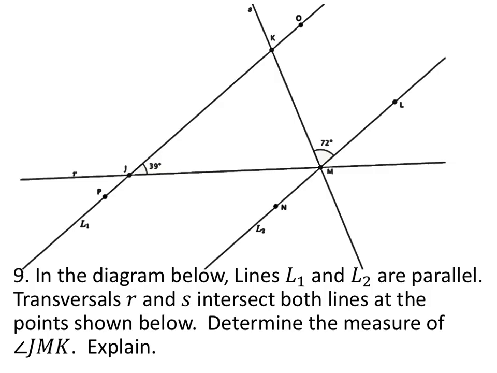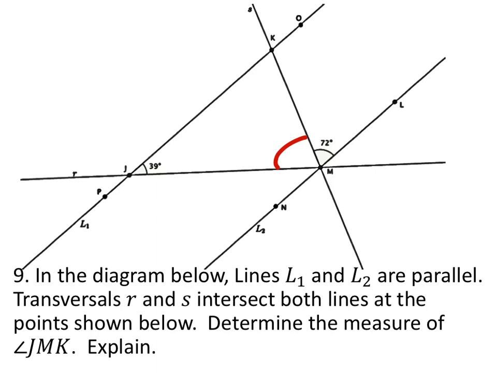In the diagram, lines 1 and 2 are parallel. Transversals R and S intersect both lines at the points shown below. Determine the measure of angle JMK, and we'll explain. All right, angle JMK is this angle, which is very nice.